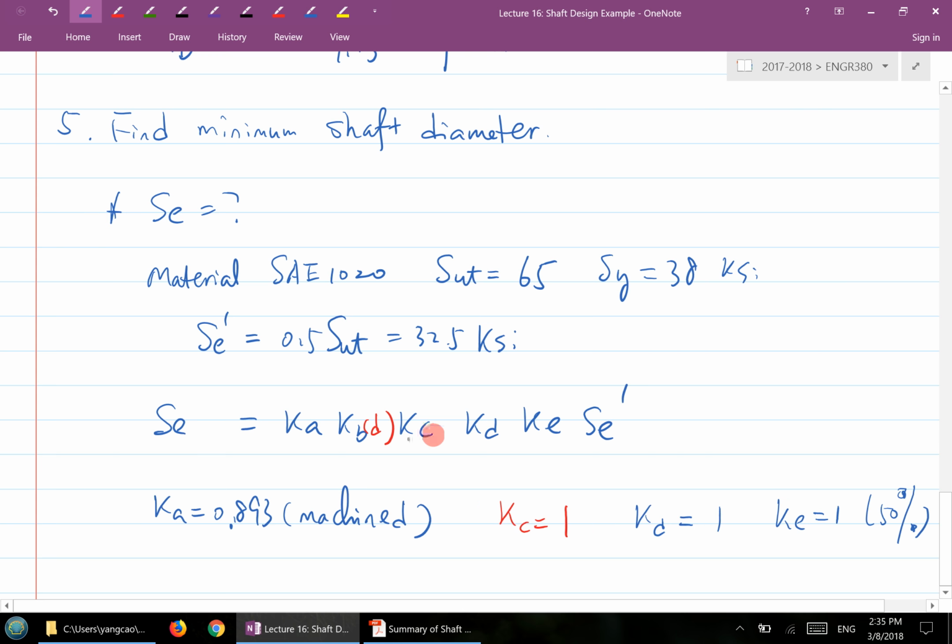You substitute into this formula. The KB here, we don't know what it is, right? So if you substitute in this formula, you get 25.1 d to the power negative 0.107. Alright, so that's your SE. Basically, we cannot have a specific SE value yet without the shaft diameter d. In other words, your SE value is a function of the shaft diameter d. So leave it as it is.